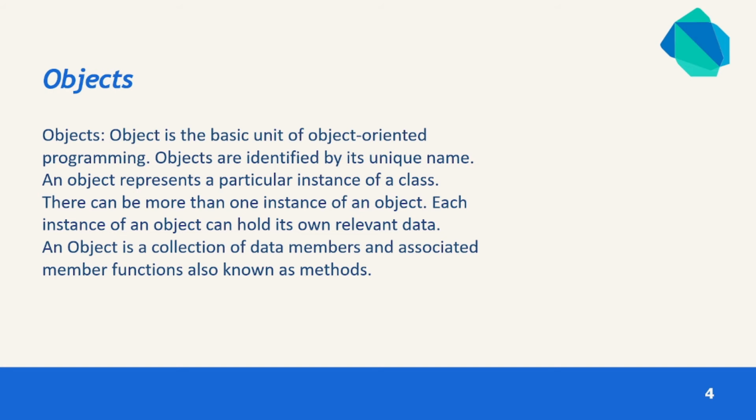For example, if I have created an instance for name, then it would hold the data of name. It would not hold the data of the age. So it would hold the data according to the instance of the object. An object is a collection of data members and associated member functions, which are also known as methods. So let's understand classes and objects with a common example.